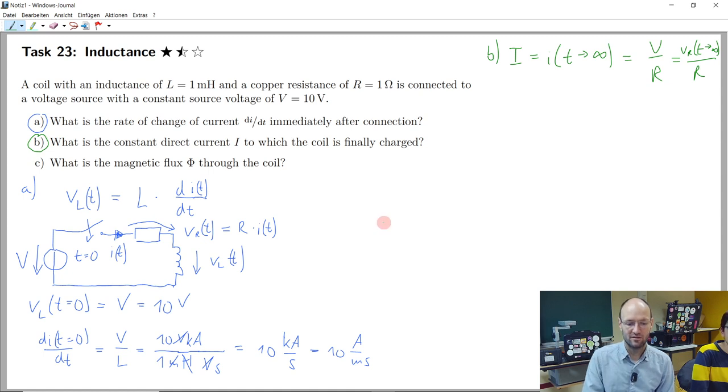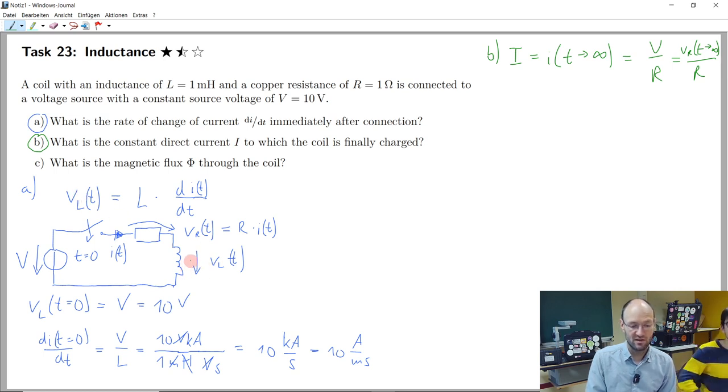There won't be any voltage drop over the coil anymore. Exactly. So if we wait long enough, the current will not change. At some time, our coil is fully charged and the current will not increase anymore. So the current will be constant. If we calculate the time derivative of a constant, it will be zero. So it also means the voltage drop across the inductance is zero.